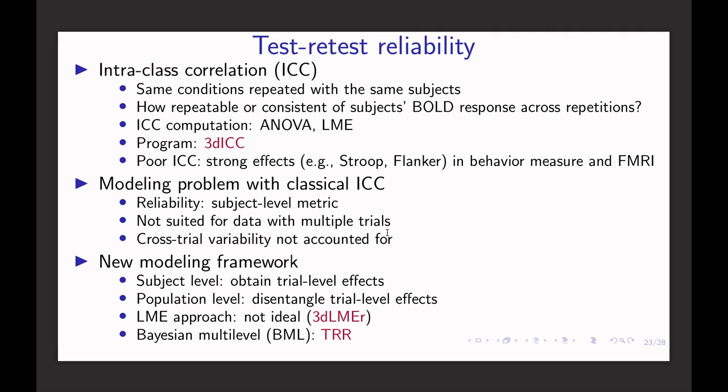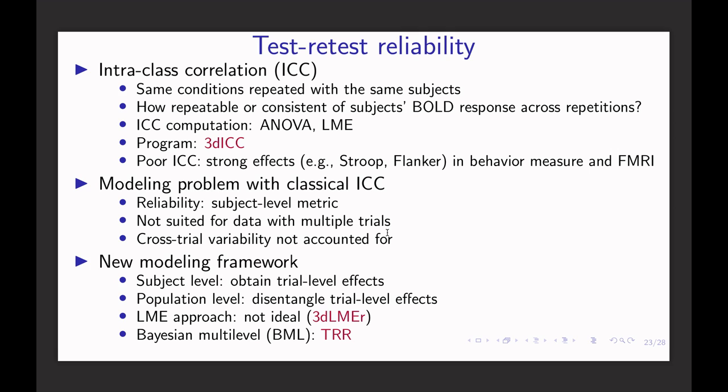There's no notion of trials. But for FMRI, or even for psychology, those Stroop or flanker tasks, usually we have many trials. It can be tens or even hundreds of trials. So that brings up a problem because basically the cross-trial variability is not accounted for. That's the problem. So that basically shares the same problem with the typical FMRI methodology. Once we realize the problem, then we can do a better job.